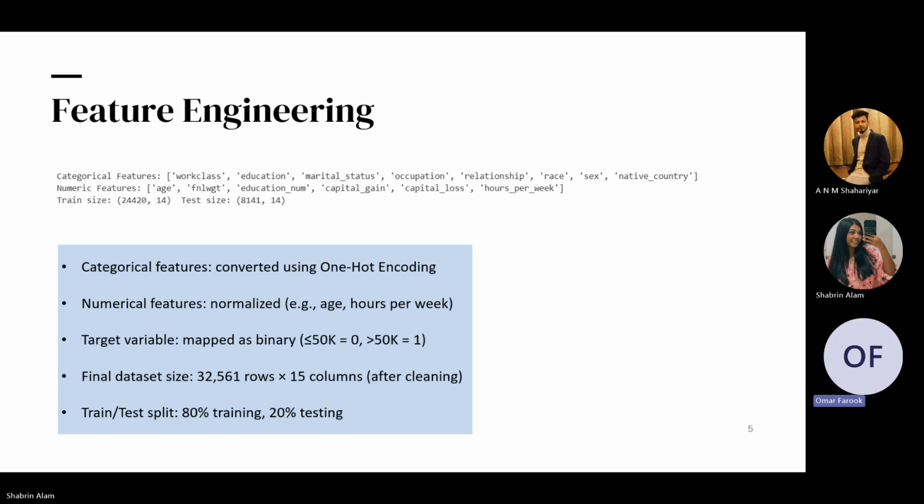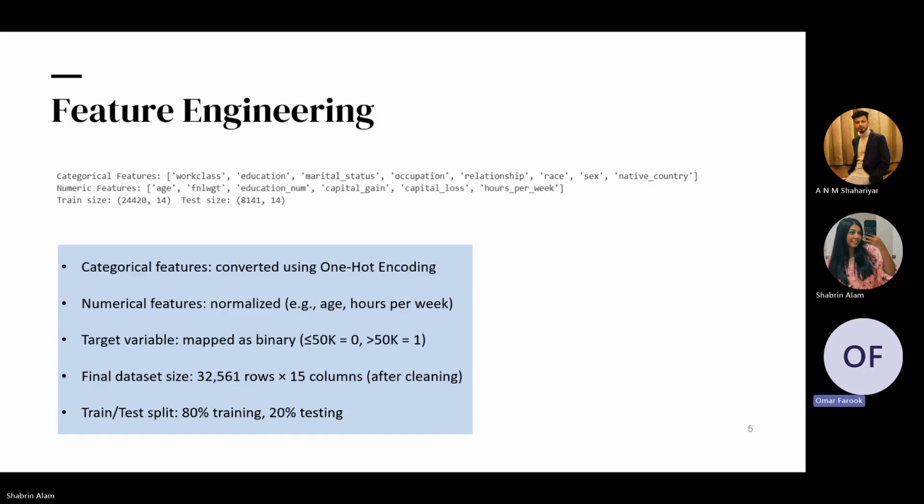Once we understood the data, we prepared it for all the models. Firstly, categorical features were one-hot encoded. Secondly, numerical features were normalized. Then the target variable was mapped into binary values, with 0 for less than 50K and 1 for more than 50K. I'm sorry, 0 for less than or equal to 50K.